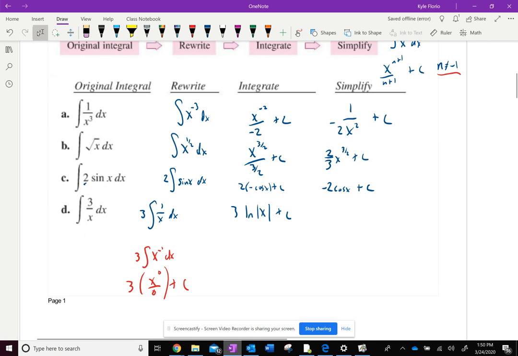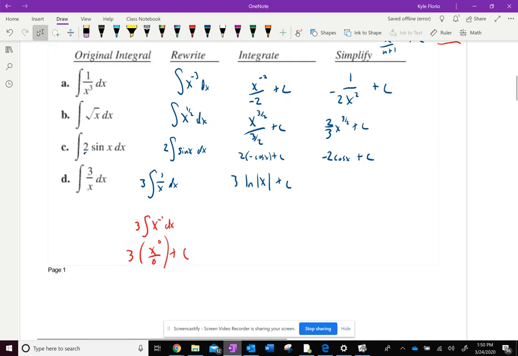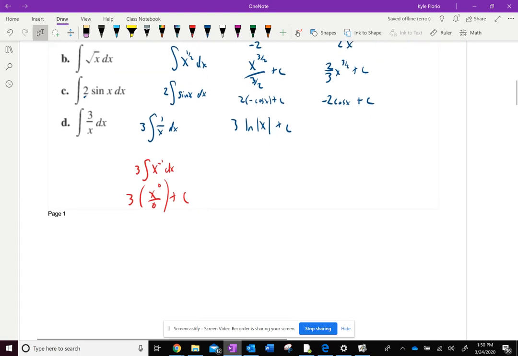The point of these 4 problems is just saying we can rewrite these as something we've seen before and just use the power rule. If it's trig, just use your trig rules and just knowing the antiderivative of 1 over x is natural log of x.